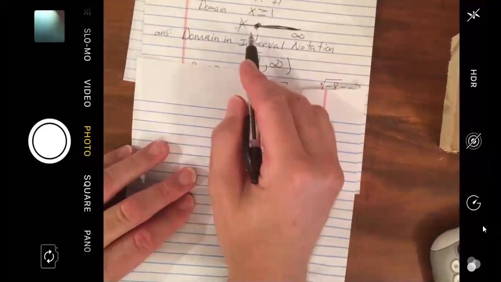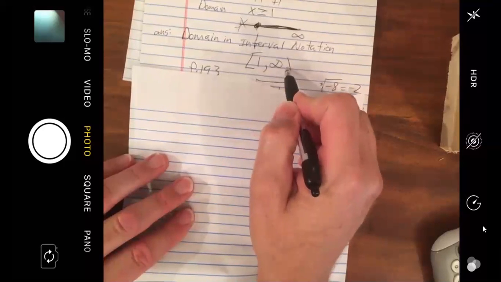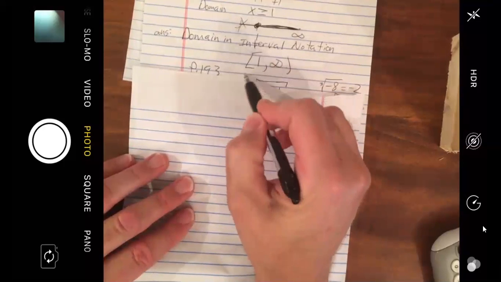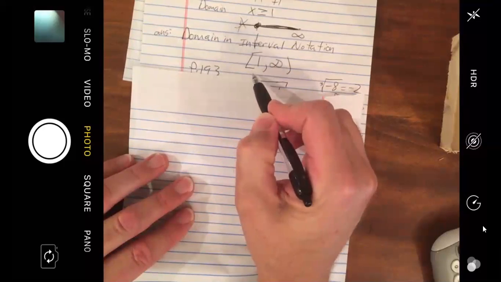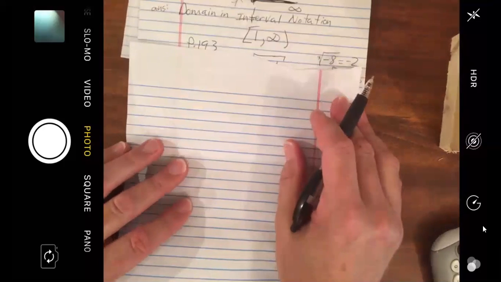Can't use it. So the domain in interval notation off of this graph, you'd go 1 comma infinity. With a closed circle, you use a bracket. This is why we did those interval problems in chapter 1.